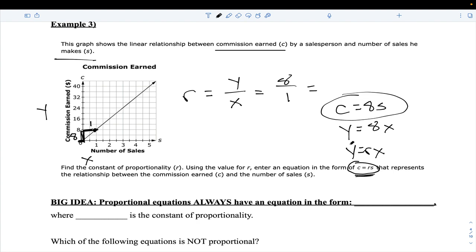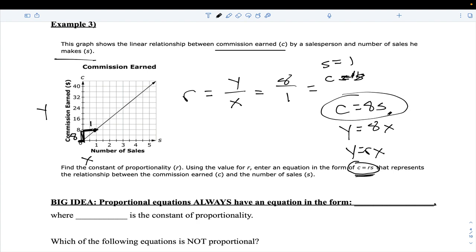Because they changed the variables on you, you have to put the variables that they would like. What does this actually mean? If I make one sale, if S equals 1, what is that C going to mean? What does it actually mean if I make one sale, Max? $8. Tell me more. What's $8? I earn $8. You can use this to find out all sorts of numbers.